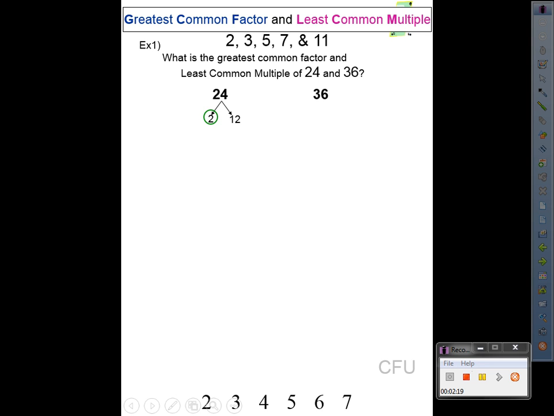Pay attention first and I'll have you copy it in a little bit. 12. Which of these again can we divide 12 by? 2. So therefore this is 2 times 6. We circle the 2. Why? Because it's a prime number. And again, 6 is 2 times 3. Circle, and circle both because both of them are prime numbers, right? Therefore, these are prime factors.